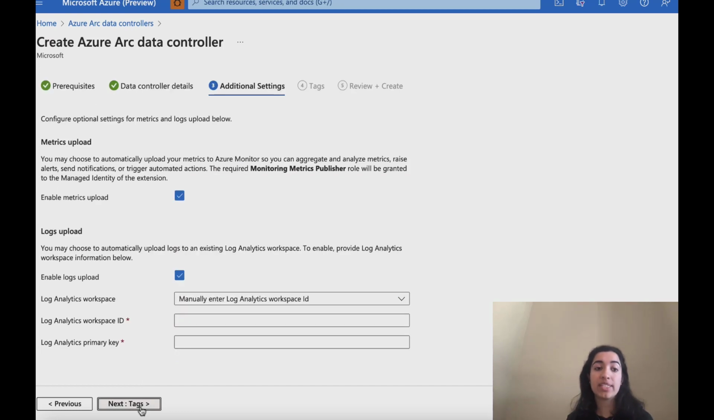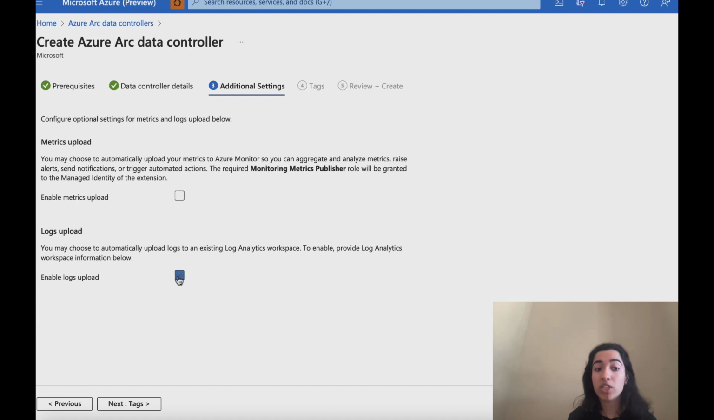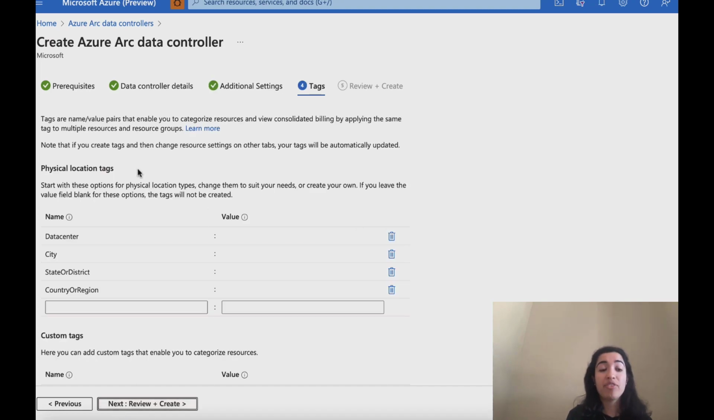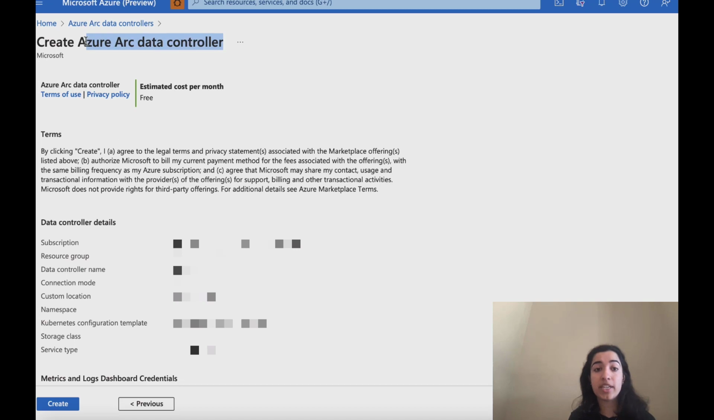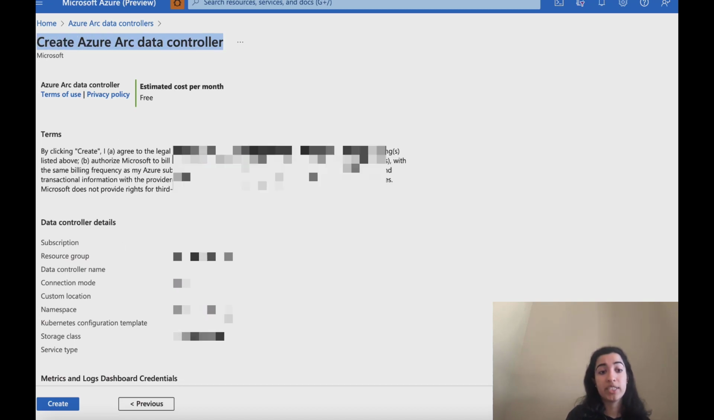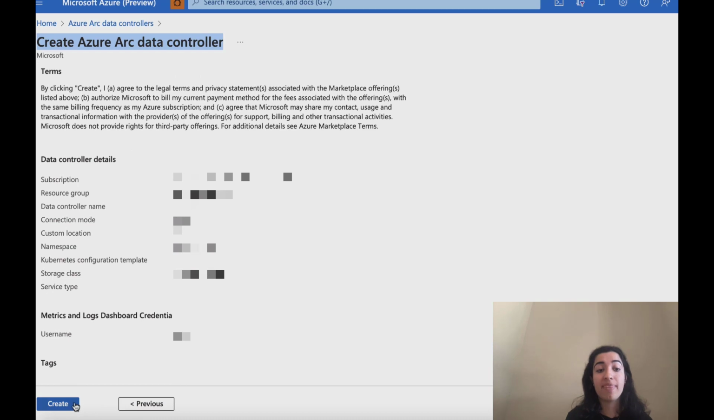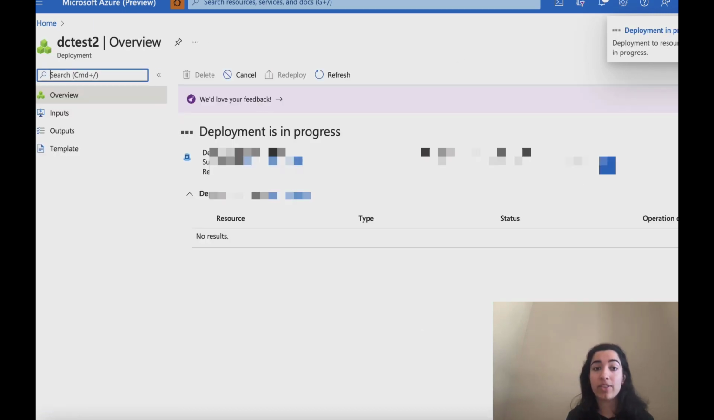Now that we have this up and running, I'm just going to continue onwards. Metrics and logs, again, are optional. If you don't want to enable it, you can proceed without doing so. So for the sake of this, let's say I do not want to have that. After this, you have the ability to add tags if you want. Then you will create the data controller. It will show you all of the details for reviewing and creating, and then you can just press create, after which the data controller deployment will be initialized, and we can take a look at how this looks together.